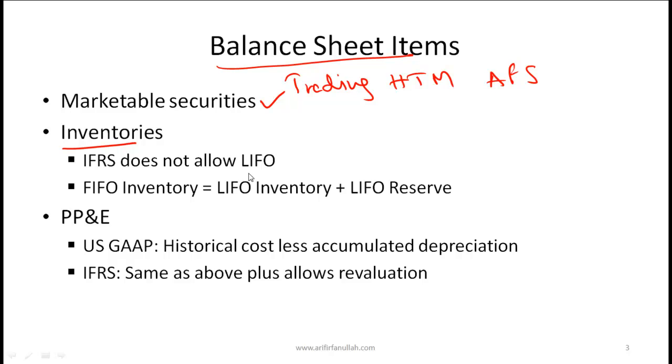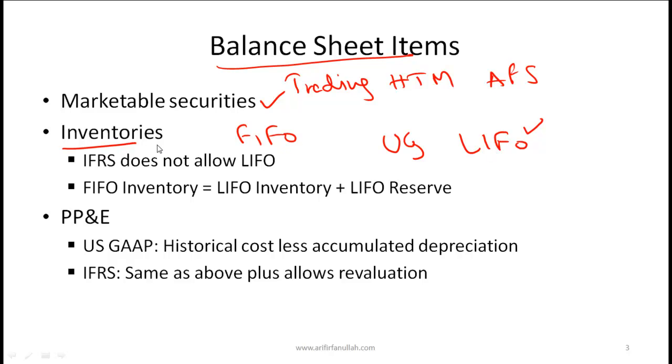IFRS does not allow the last in first out method. US GAAP allows LIFO, and in fact most US companies are going to use the last in first out method because this helps them reduce taxes. And so if you are comparing a US company that is using LIFO for inventory reporting versus a European company that is using the first in first out method, clearly you have to make several adjustments.